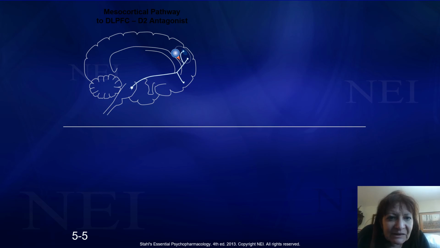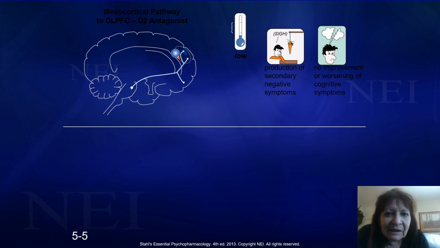Okay, this is showing us the mesocortical pathway. You give a D2 antagonist, and you can worsen the negative symptoms.